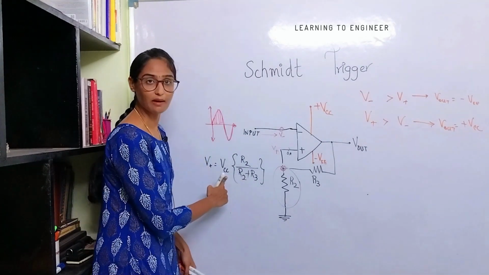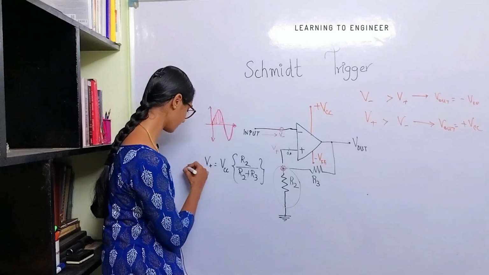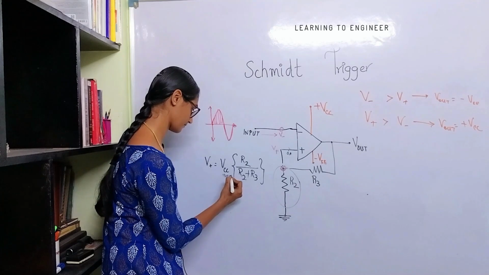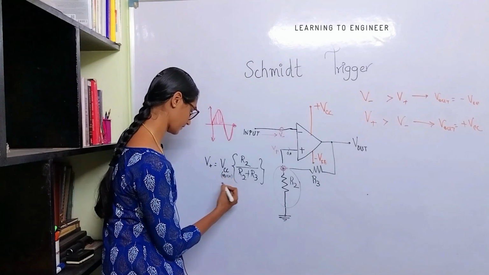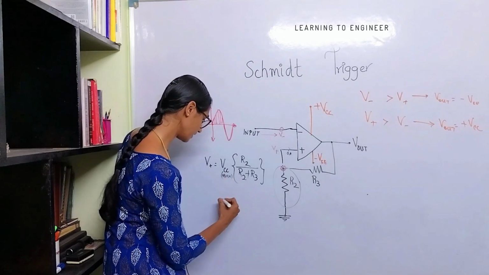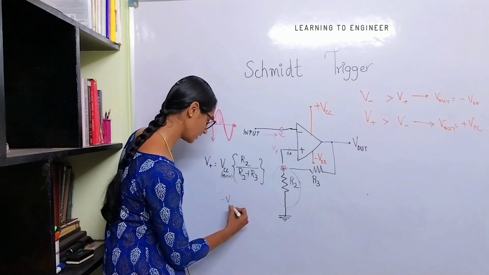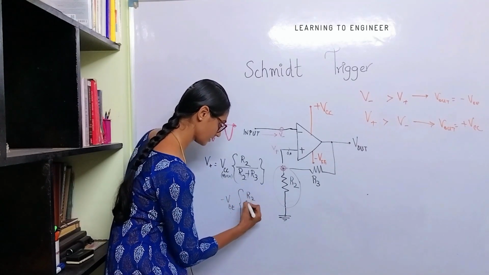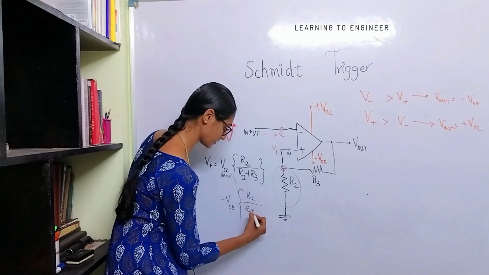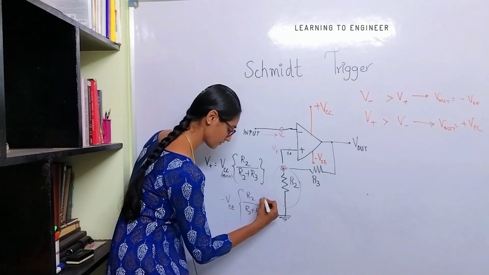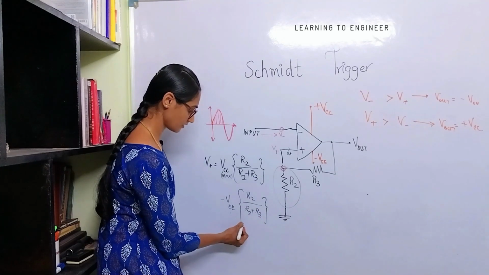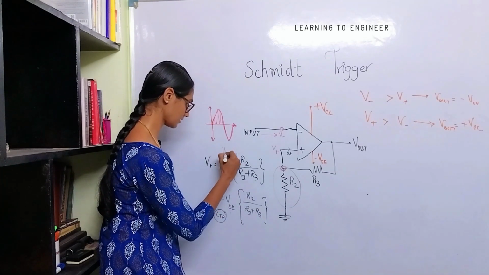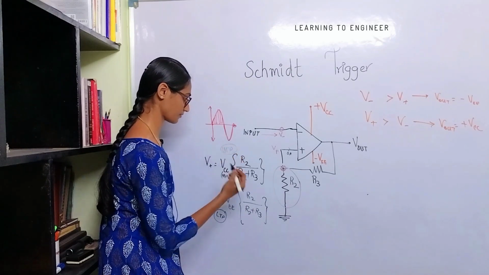This is the maximum threshold point. And this will be equal to minus VEE, which is the negative threshold point, into R2 divided by R2 plus R3, which is LTP, the lower threshold point, and the earlier one is UTP, the upper threshold point.